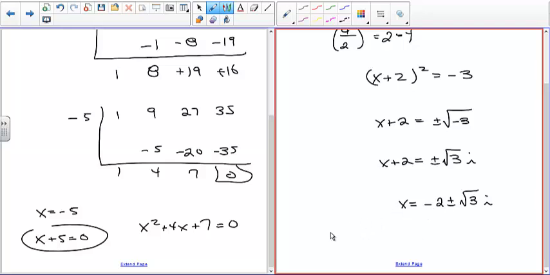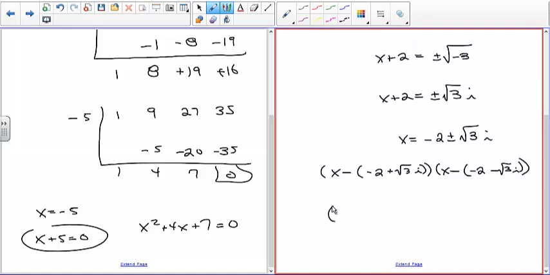My factors are going to be x minus (-2 plus the square root of 3i) and x minus (-2 minus the square root of 3i). So these are the zeros, these are the factors. So the factored version is going to be x plus 5 times that stuff.